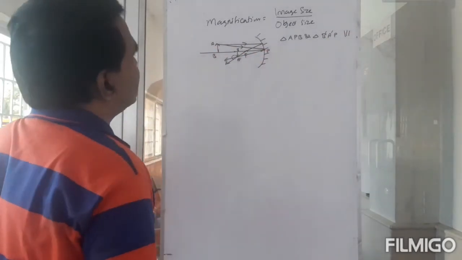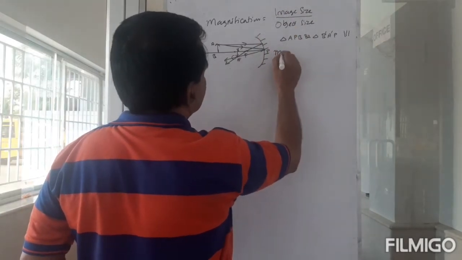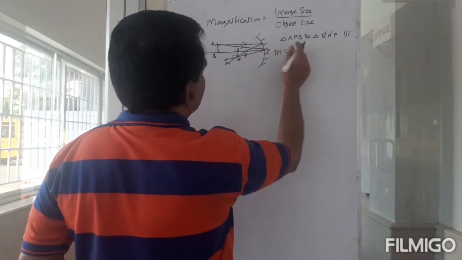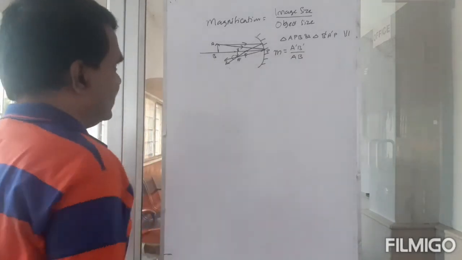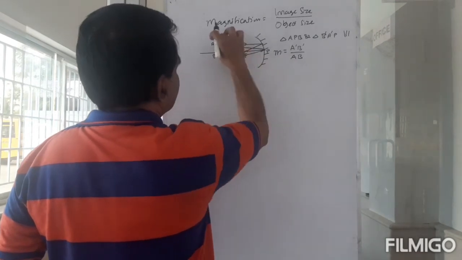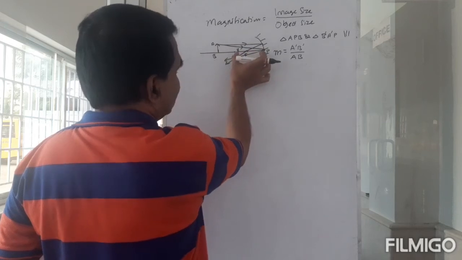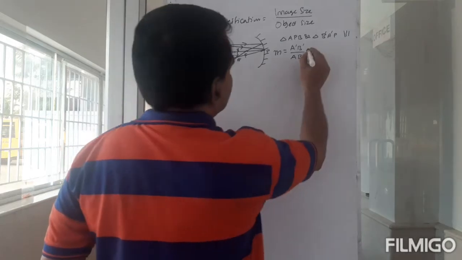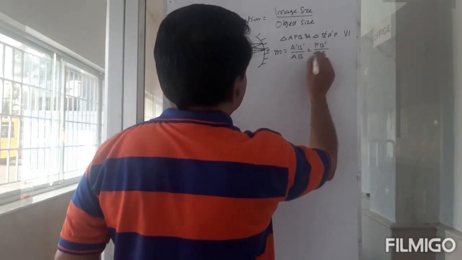Right? So, what's the magnification? Magnification is M equal to image size A dash B dash, over object size AB. How do I find it here? If I take these triangles, then A dash B dash divided by AB is equal to PP dash divided by PB, because it's a similar triangle. So that gives me PB dash divided by PB.